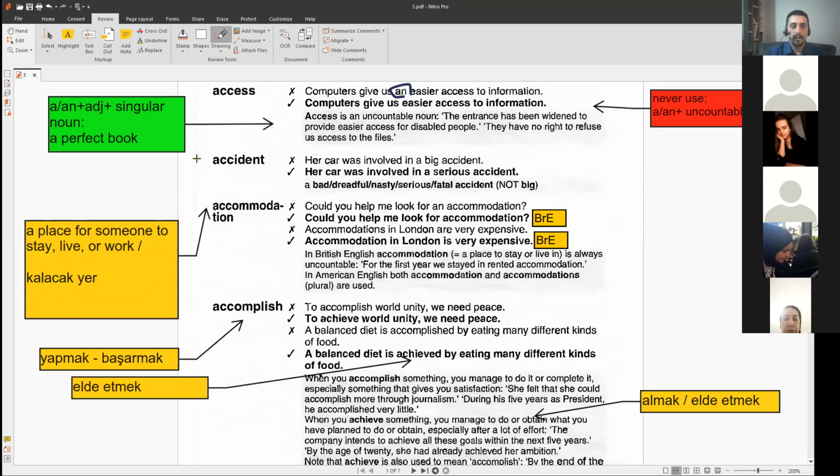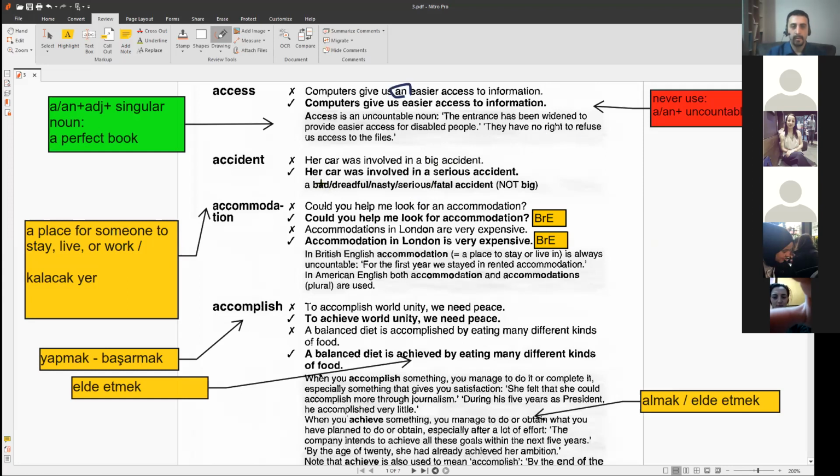Next part, the mistake with the word accident. What mistakes do people make with the word accident? One person, please. A volunteer reads this part. I can read. Of course, Nuray, right? Yes, right. Please. Her car was involved in a big accident. Her car was involved in a serious accident.